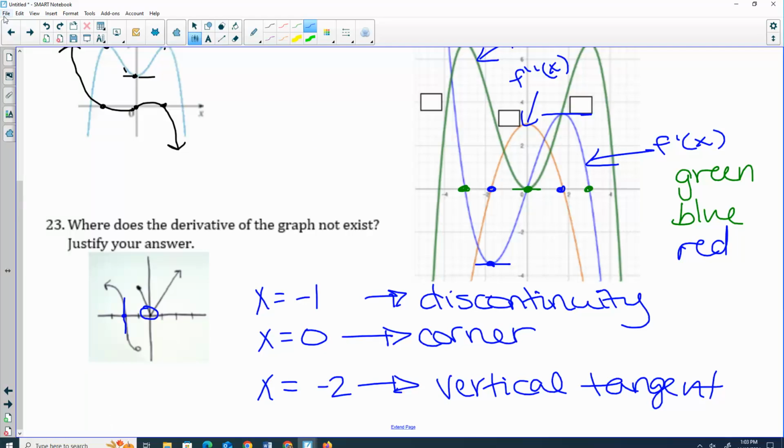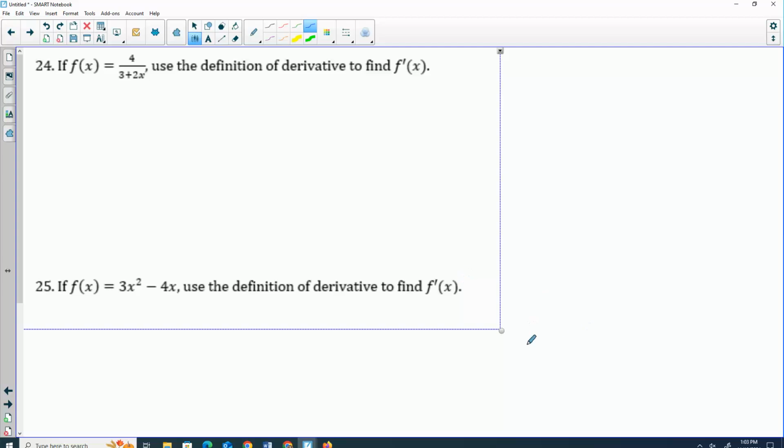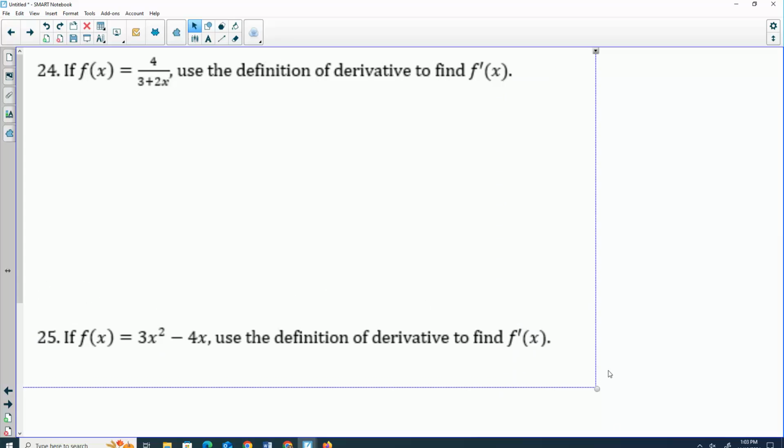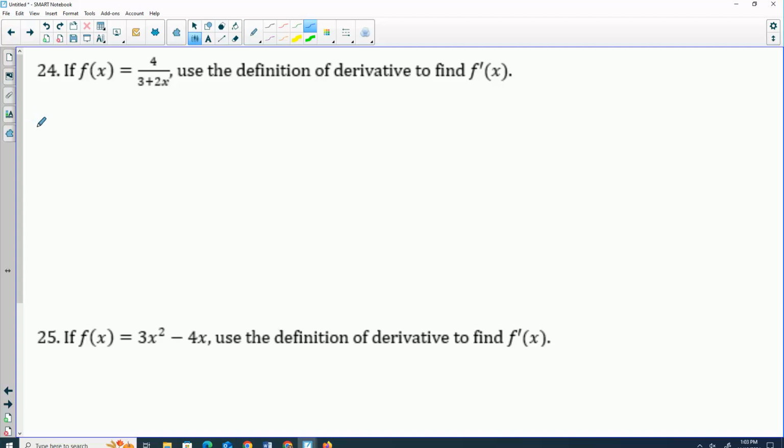All right. The last two ask you to do the definition. If I tell you to do the definition and you just do product rule, quotient rule, or shortcut, you don't get credit. You can do that to check yourself. But if I say the definition, this is what we talked about yesterday. The limit as h approaches 0 of f of x plus h minus f of x, all over h.